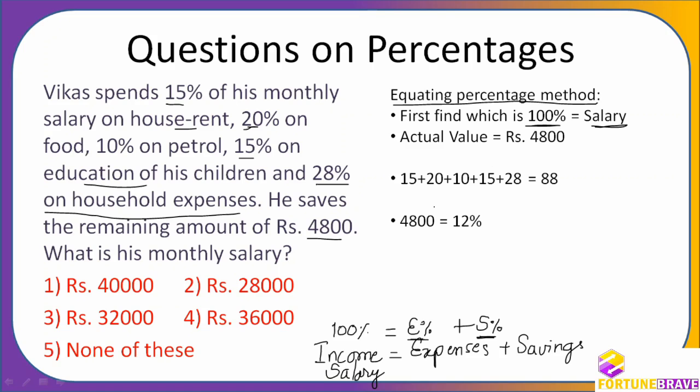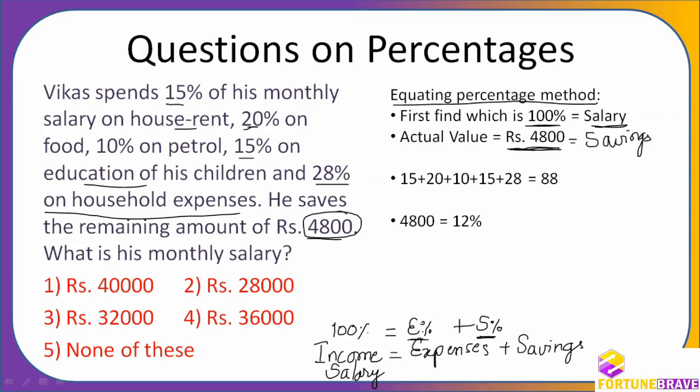So what is the actual value given here? The second thing we need to find out is the actual value. The actual value given here is 4,800. What is it? It is the savings. So we need to find out the equivalent percentage of savings so that we will be able to solve this question. But how do I find out? It is not given. They have given only the actual value, the savings amount.